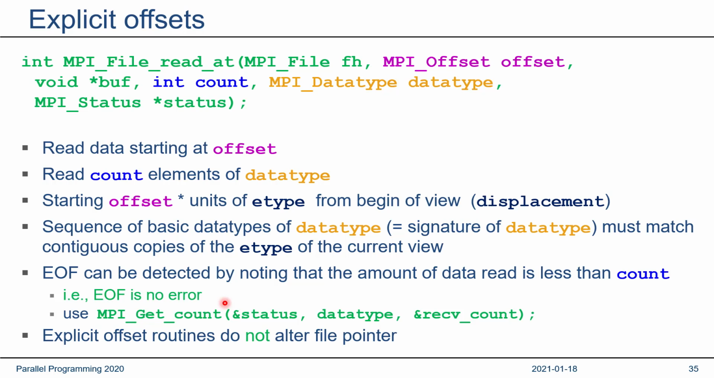Remember that these explicit offset routines do not alter the file pointer. So if you do the same call again, back to back, you will read the same data from the same place in the file.